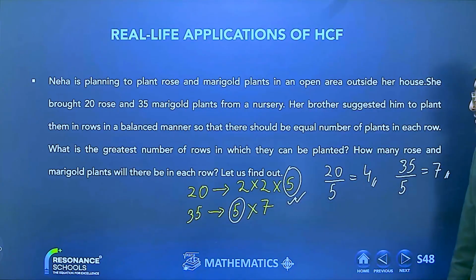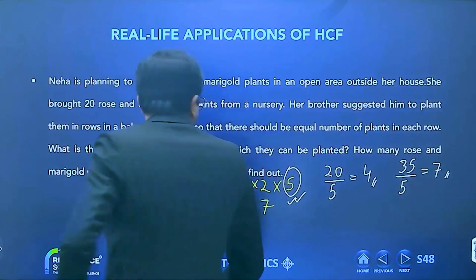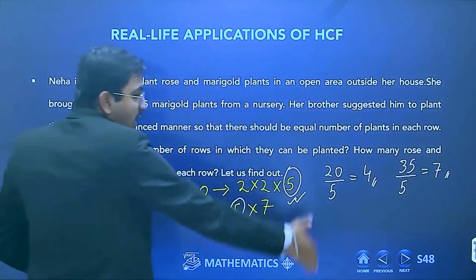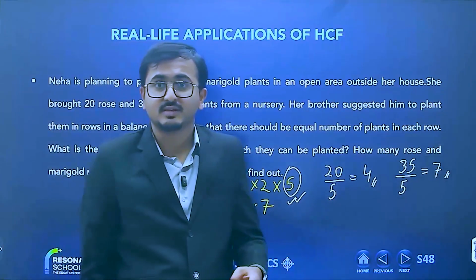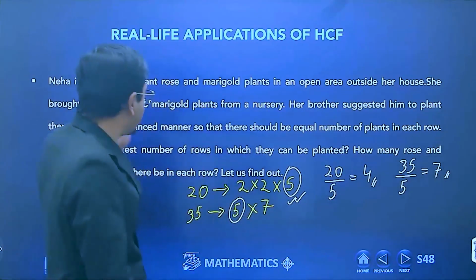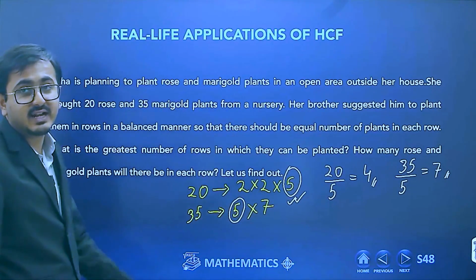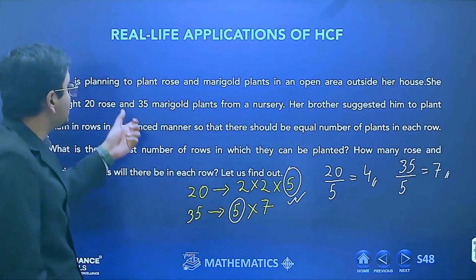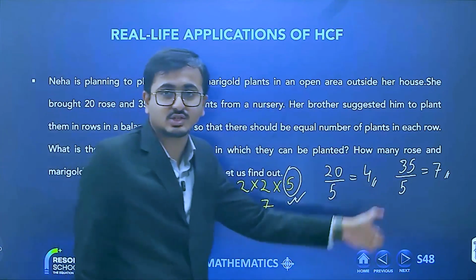Okay, 5. So there will be 5 such rows, because 20 rows are there. So as I am arranging 5, 5 in each column, 20 by 5 how much? 4. So there will be 4 rows of red. Okay, and 35 divided by 5 is how much? 7. So there will be marigold, there will be 7 such rows.